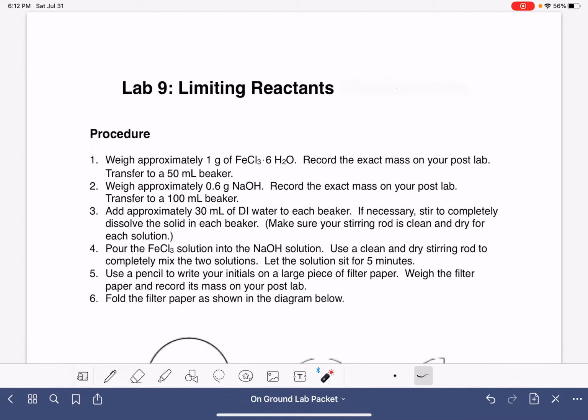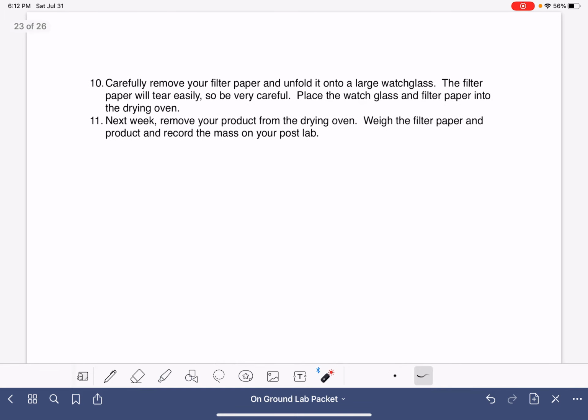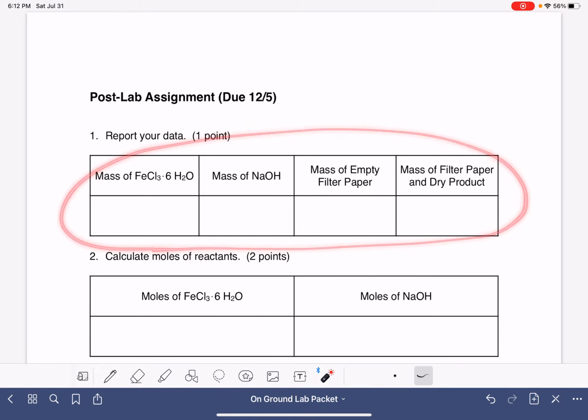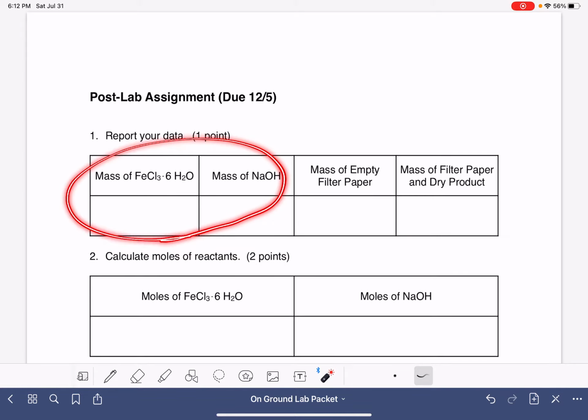In this video, I'm going to walk you through the post-lab analysis for Lab 9 limiting reactants. The first question on your post-lab is just the data that you recorded in the lab: the mass of the two reactants that you worked with, the mass of the empty filter paper before you used it, and then the mass of the filter paper with the product on it after it has sat and dried for a few days.